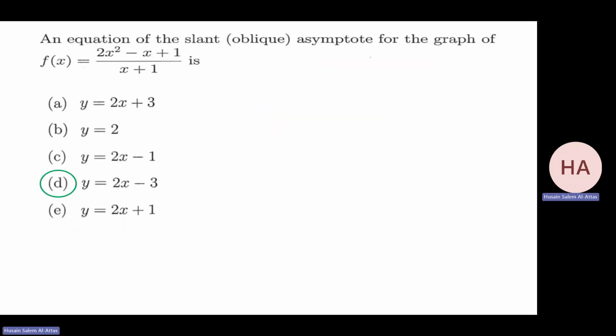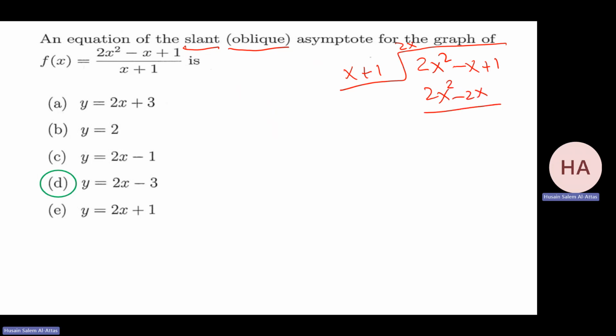Okay, an equation of the slant, or oblique, asymptote. Sometimes we call it slant, sometimes we call it oblique. They are the same, they have the same meaning. I need the long division. The difference in degree is 1, so I need the long division. I'm getting 2x multiplied, I'm getting minus 2x, correct? Plus 2x, sorry. 2x squared plus 2x. So that's plus, that's minus, that's minus.